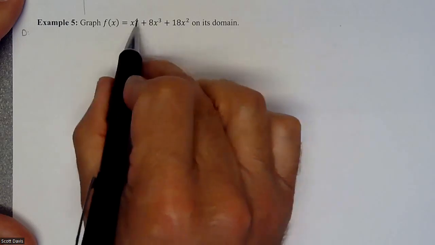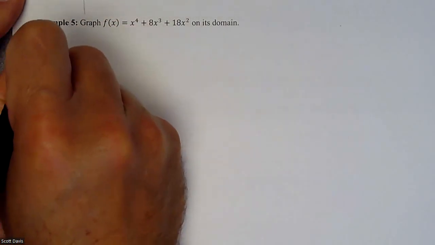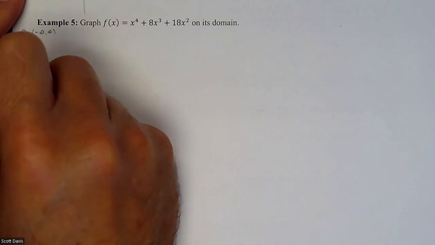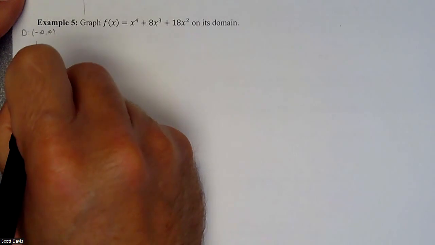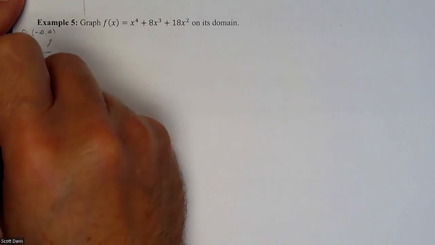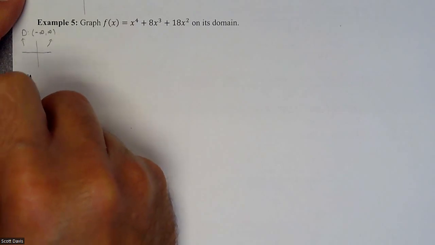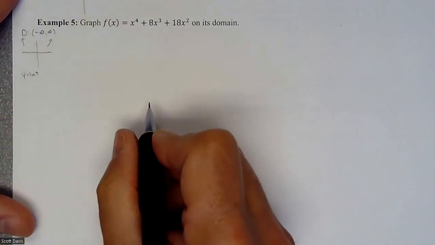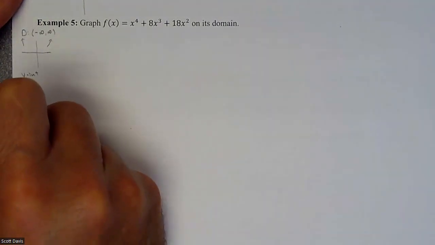looking at, do we have any domain issues? And this is a polynomial, so this thing's going to go left and right forever, no domain issues whatsoever. And then we're looking at our end behavior. This is x to the fourth, so it kind of has a quadratic end behavior feel to it. Do we have y-intercepts? And so if we plug in 0, we get 0.